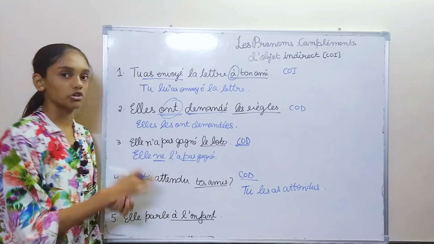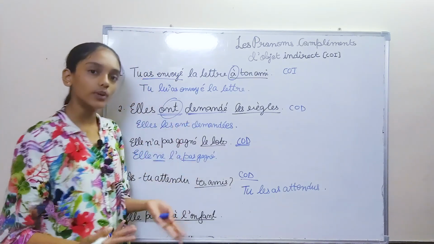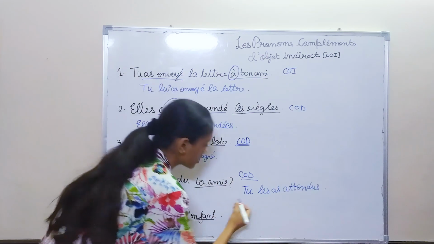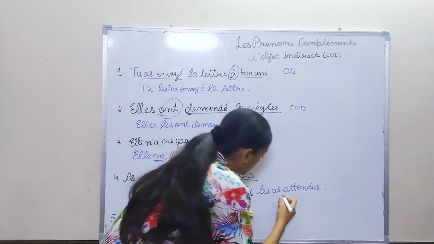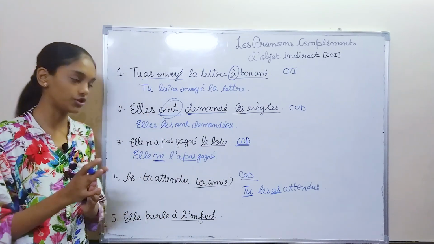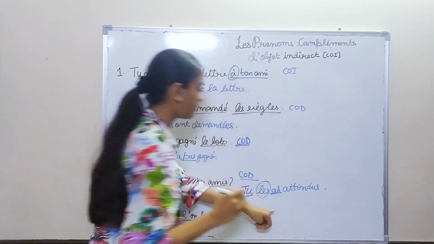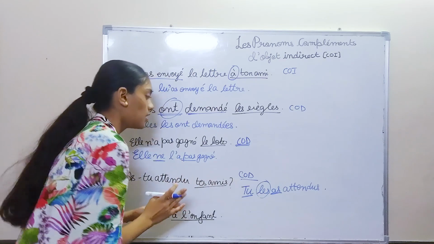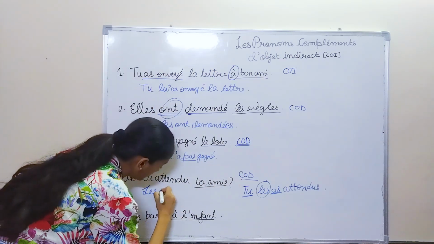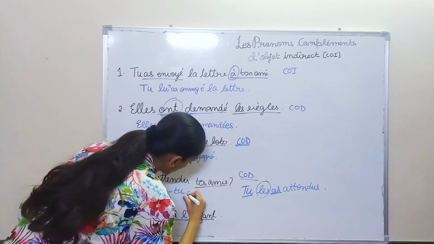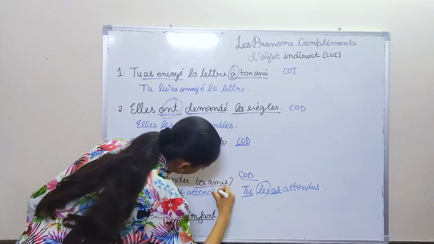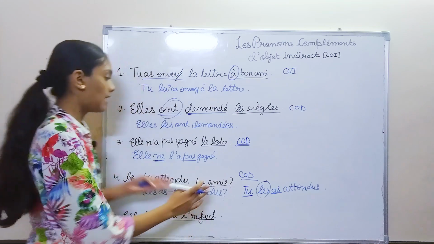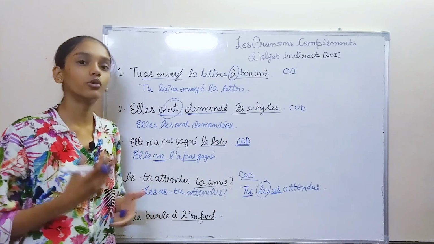Okay, now do the inversion because now it will be easier. What do we do in inversion? We invert the places of the conjugated verb and the subject. So our subject here is tu and the verb we'll use is as, replace their position. Now one thing, where will our COD pronoun go? It will always be with the verb. So, les as-tu attendus. Just put the tu after as and the rest remains the same. So in this way you can do it more easily.